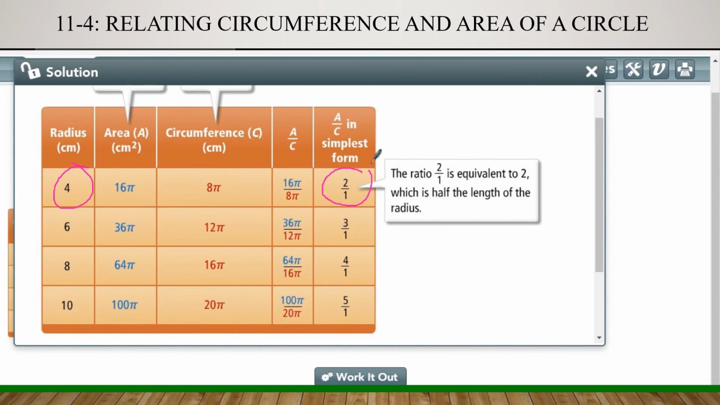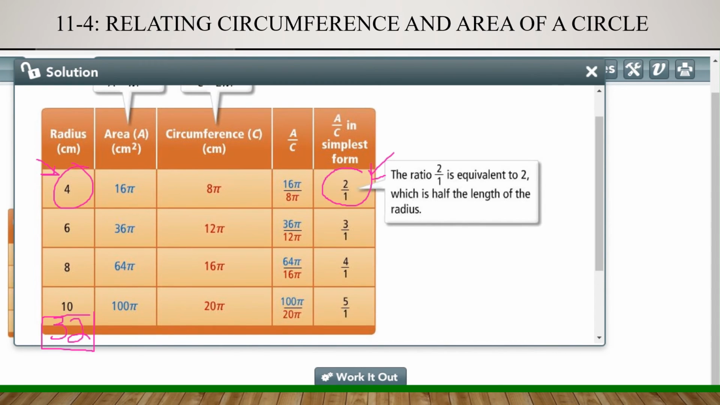Alright, a pattern that I notice if I'm comparing this fraction in simplest form to the radius, I notice that the fraction A over C is 1/2 the radius. So if we're trying to find when the radius is 32, then the simplest form of the ratio A over C will be half of that. So half of 32 will be 16. So this is how the answer will look if we went ahead and did this whole chart. It would end up being 16 over 1, because if we notice, the A over C in simplest form is half of the radius.